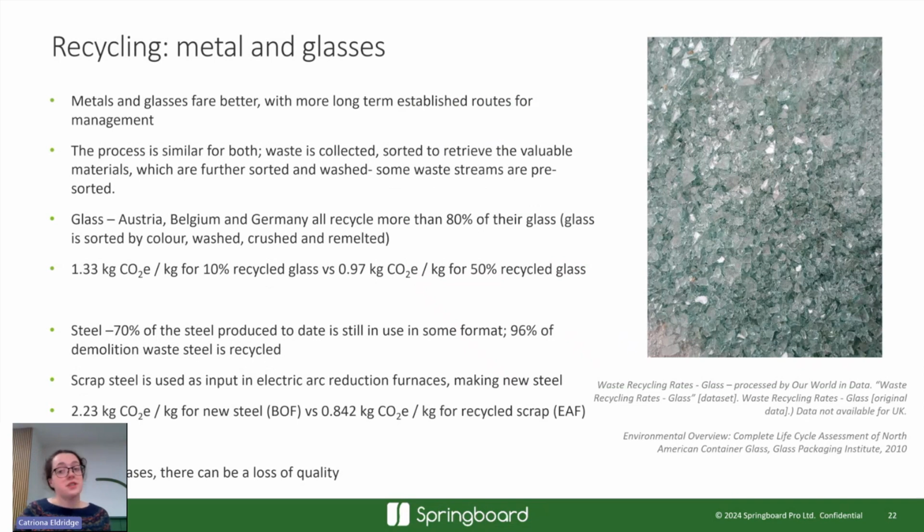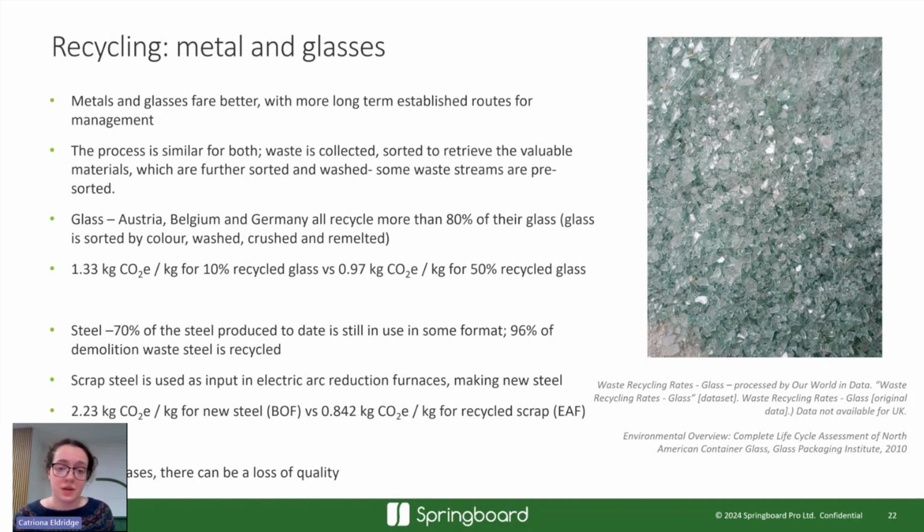Moving on to the other materials that we're finding inside our example device, specifically metals and glasses, we've had these a lot longer and we've got much better recycling routes established for them. Again, in terms of the logistics, we have the same kind of things happening. The waste is collected, it's sorted to retrieve the valuable materials. In this case, steel and glass are valuable materials. They are retrieved. These are further sorted and washed. Some waste streams are pre-sorted.